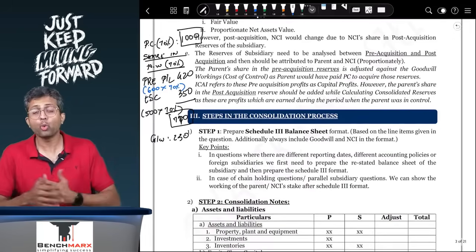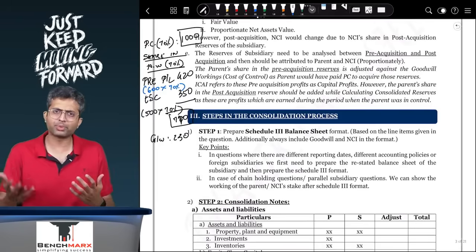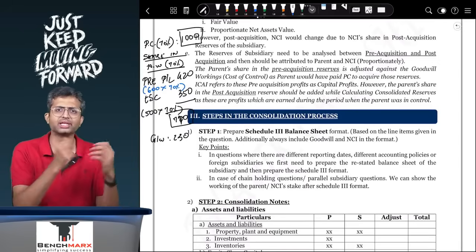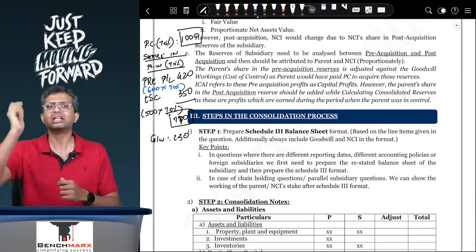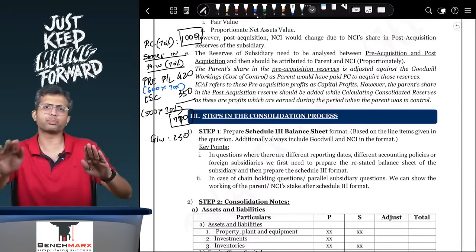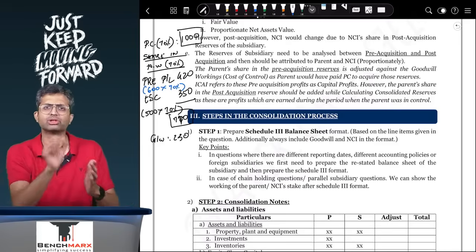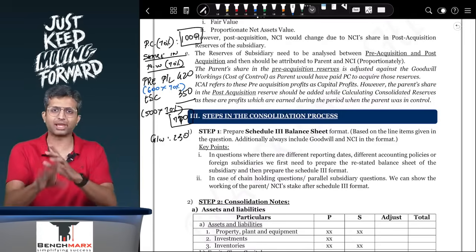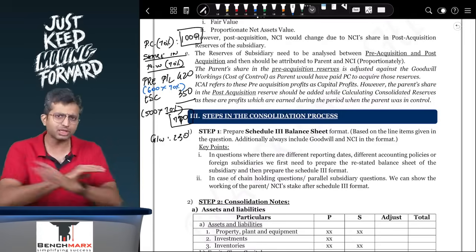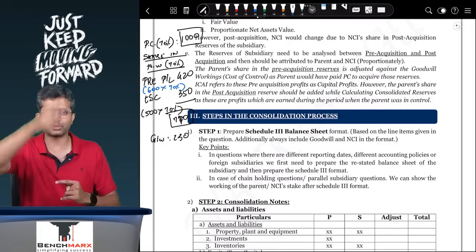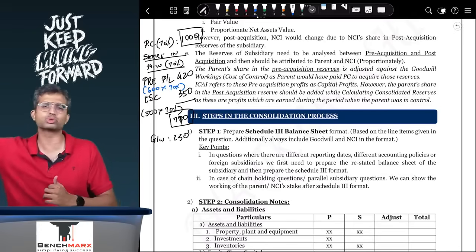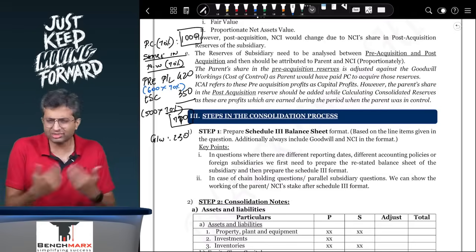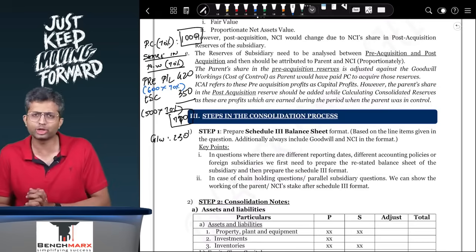Next, what do you do? Well, you prepare notes. When you prepare notes, you will write the name of the line item, like property, plant and equipment. Then whatever property, plant and equipment appears in the parent's balance sheet, the Reliance balance sheet, you will write that. Whatever plant and equipment appears in the subsidiary balance sheet, you will write that. If there are 3 subsidiaries, write 3 different line items. So there will be parent, subsidiary 1, subsidiary 2, subsidiary 3, and then there will be a column on adjustments. This is a format we usually do.